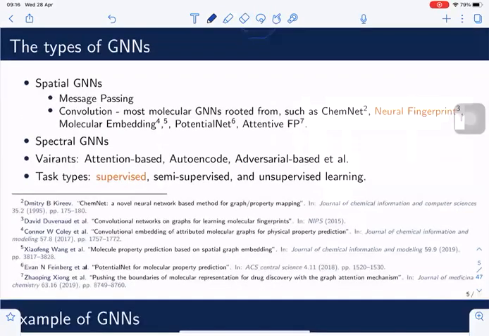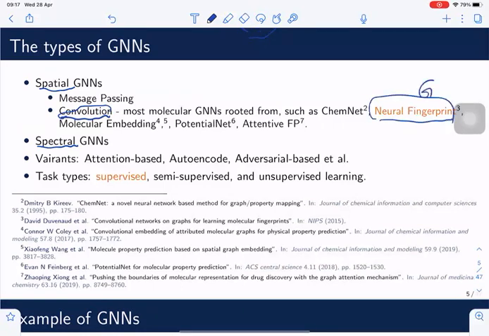The GNNs can be classified into two types, the spatial one and the spectrum one. And the spatial one has two types. The first one is called message passing, and the second one is called convolution, which is inspired by the convolution in computer vision. Most molecular GNNs are rooted from this one. And the neural fingerprint model, which we also call the GC, is the one we used in all our experiments.